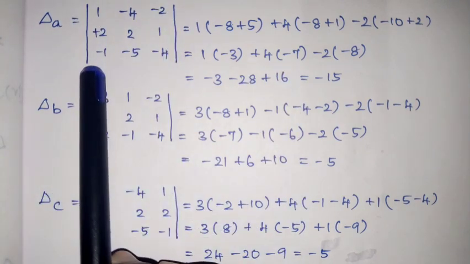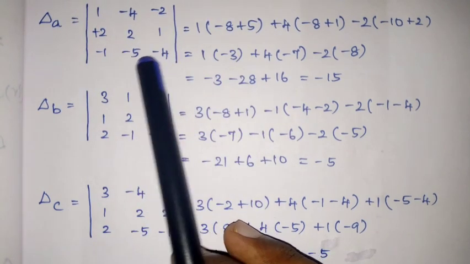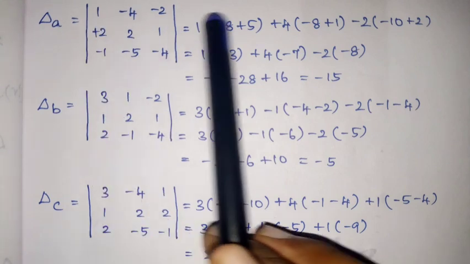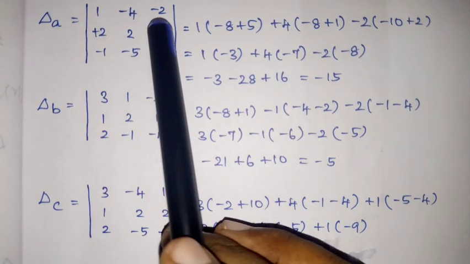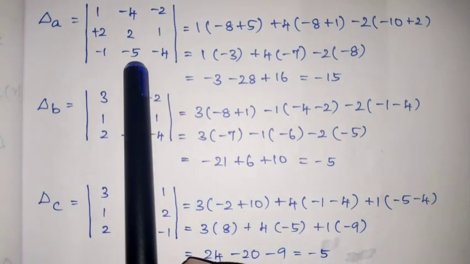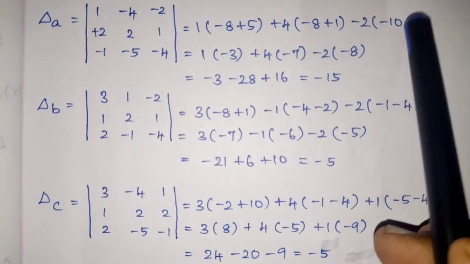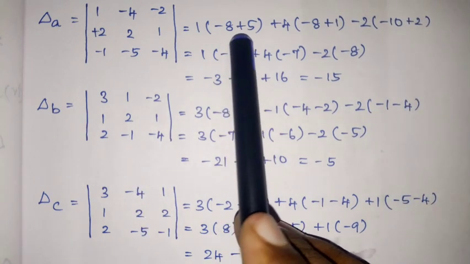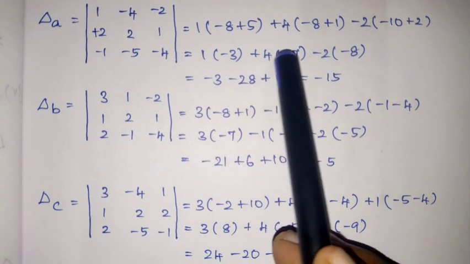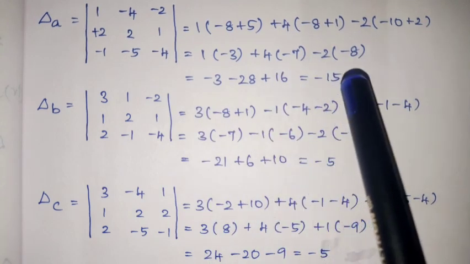Leaving the first row and first column, 4 into minus 2 is minus 8, minus of minus 5 is plus 5. Second element, change the sign, leaving the row and column. Minus 4 into 2 is minus 8 and minus 1 into minus 1 is minus of minus 1, which is plus 1. Then minus 2, leaving the row and column. Minus 5 into 2 is minus 10, minus 1 into 2 is minus 2. Already there is a minus, so minus of minus 2 is plus 2, right? So this is minus 3, minus 7 and minus 8. 1 into minus 3 is minus 3, 4 into minus 7 is minus 28, minus 2 into minus 8 is 16. So totally we have got minus 15.